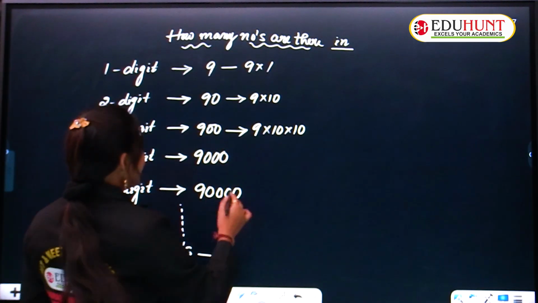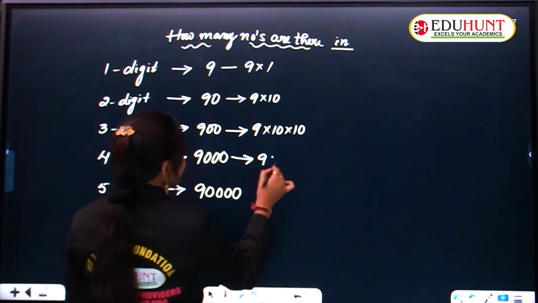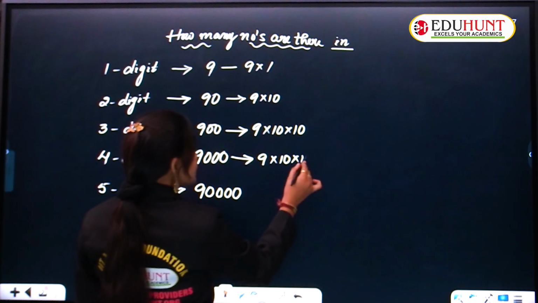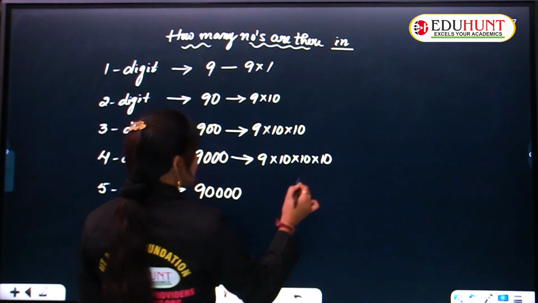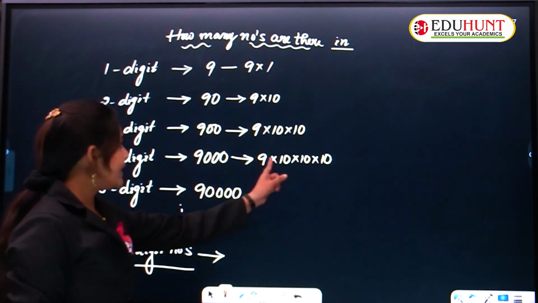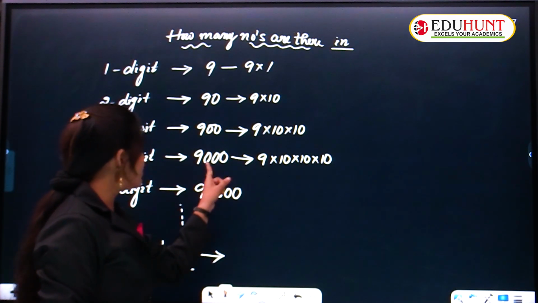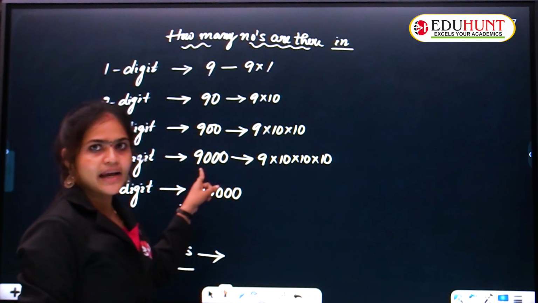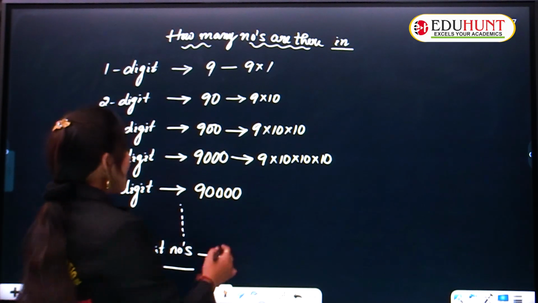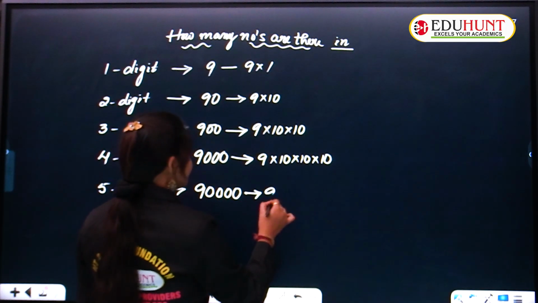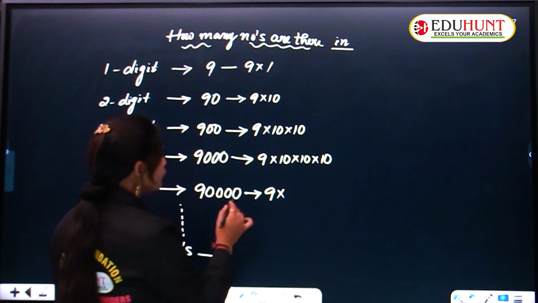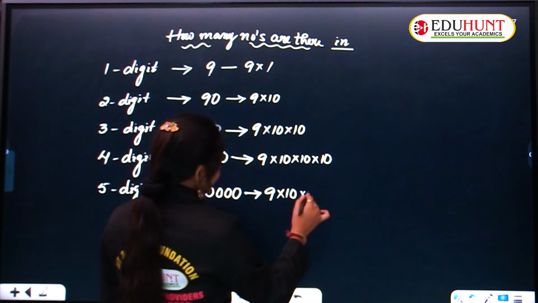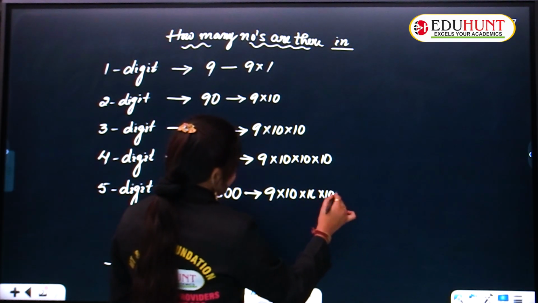And in the same way, 9 into 1000, which means 3 zeros, no? That's why 10 into 10 into 10. 10 tens are 100, 100 tens are 1000. 1000 into 9 is equal to 9000. Understood? And in the same way, this one also: 9 into 4 zeros there, no? 10 into 10 into 10 into 10.